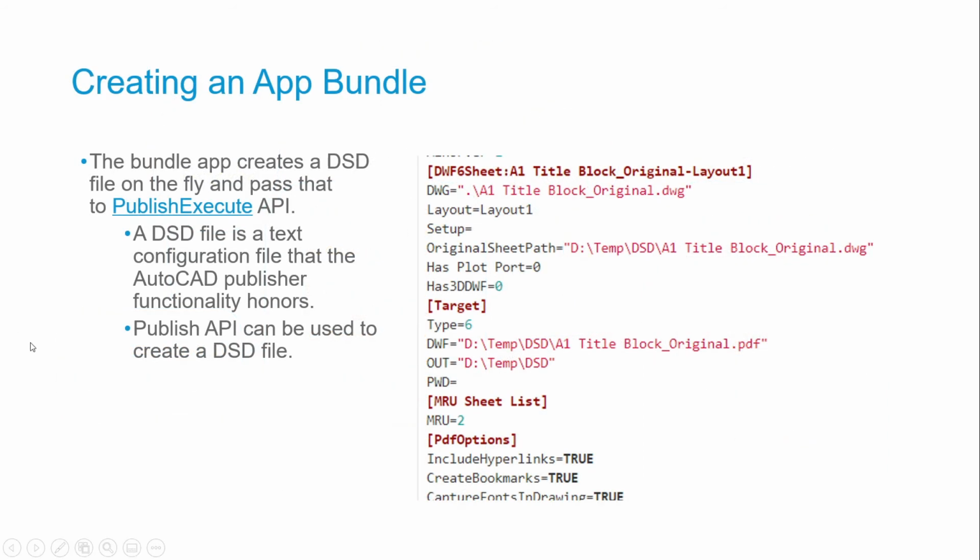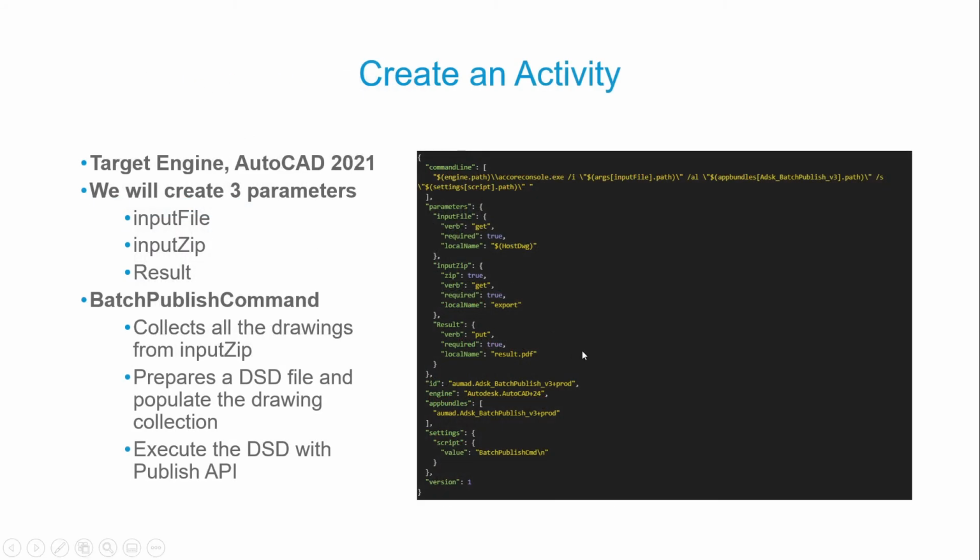So this is the plan, and in the app bundle code, we will be creating a DSD file on the fly. DSD is a text configuration file. In our activity, there are three parameters: input file, zip, and result. And in the command, we will collect the drawings provided by the input zip. We'll prepare a DSD file populated with the collection of drawings, and we will execute that DSD file using the publish API.